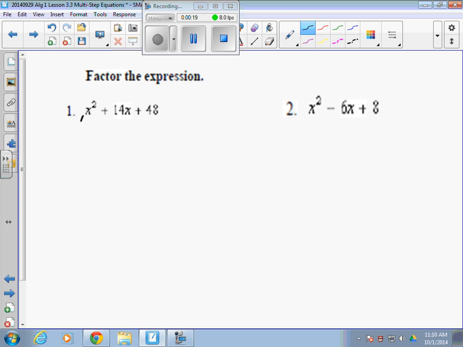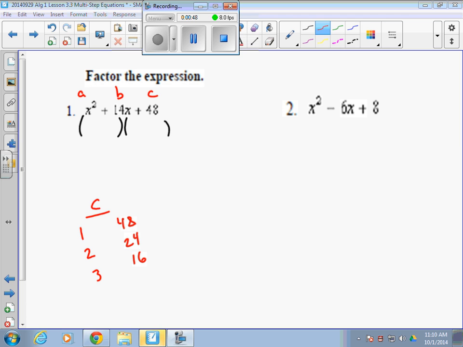What you want to do, you want to make two sets of parentheses underneath it. Remember, this is ax squared, a's value is 1, plus bx plus c. You want to factor out c's factors. What that means is 1 times 48, 2 times 24, 3 times 16.